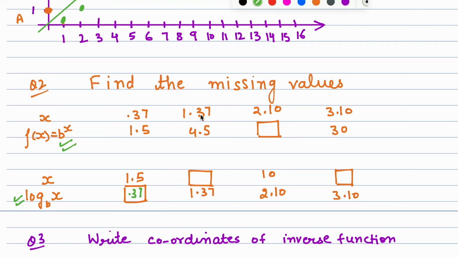1.37 is input in the first function and it is output in the second function. 4.5 is output in the first function, so it will be input in our second function. Now 2.10 is output in the second function but input in the first function. So 10 is input here, 10 will be output here. Now similarly 3.10, 30 and 30. So the table is completed. We have to just interchange the places.